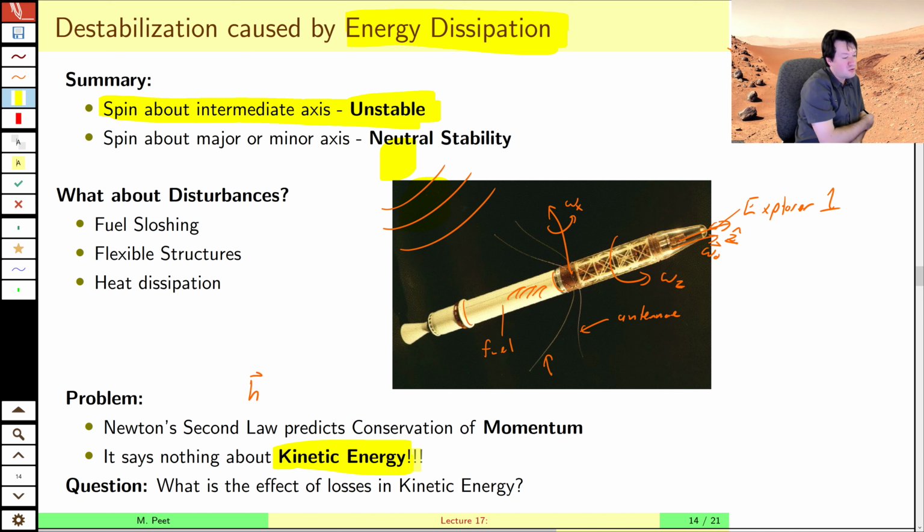Right? And so how does that affect the motion? Obviously, we can't model the fuel sloshing. That would be too complicated. So we're going to make some approximations or simplifications and try to study how changes in kinetic energy affect stability of rotation.